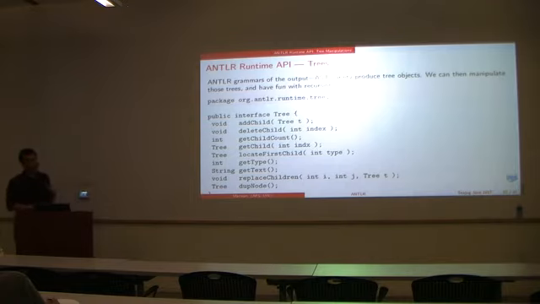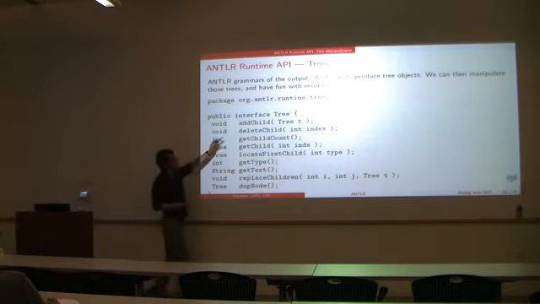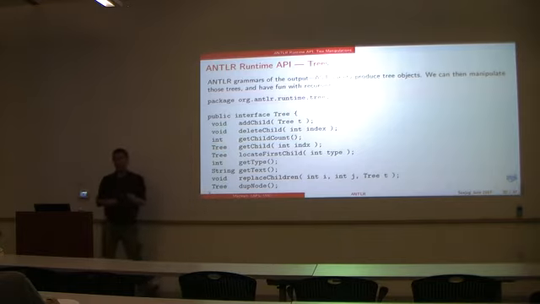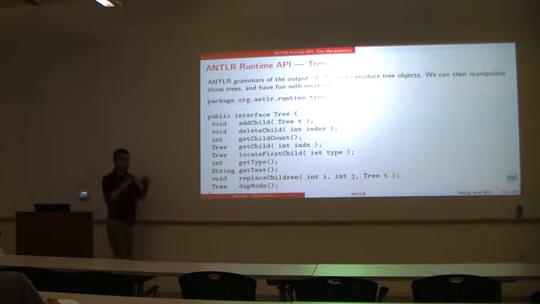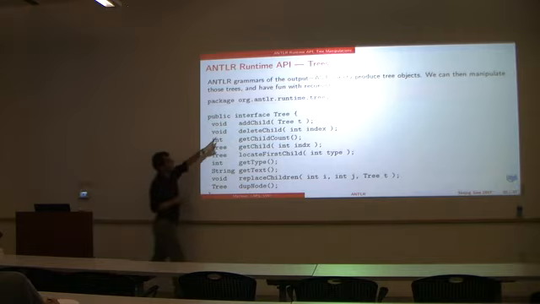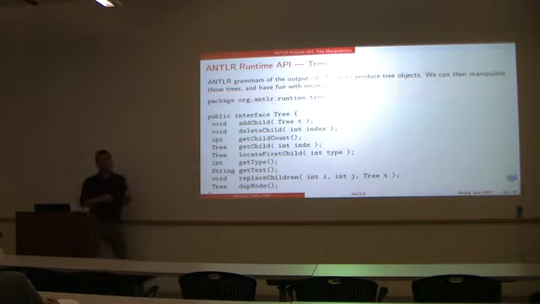ANTLR has, as you can imagine, a tree data structure. It's an interface, and it's got all sorts of enticing operations on the tree. It's produced a tree in the shape that I said from the grammar. It's produced a tree from the input program. But now, given this API, I can do all sorts of stuff with the tree.